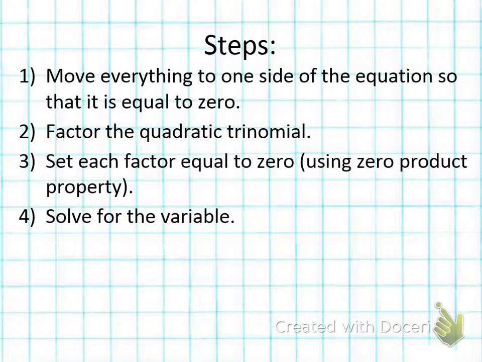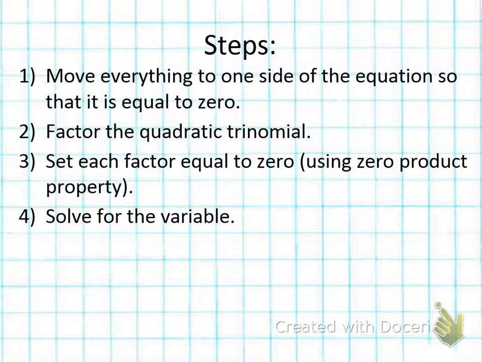So here are our steps. The first thing you want to do is move everything to one side so that you have ax squared plus bx plus c equals 0. So if you start out with something equals 4, you can just subtract 4 from both sides so that you have an equation that's equal to 0.